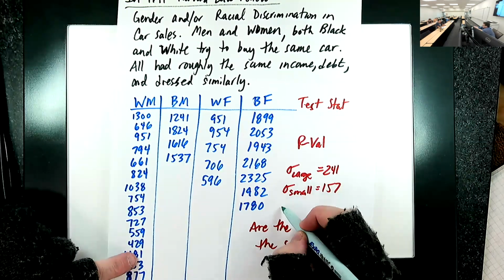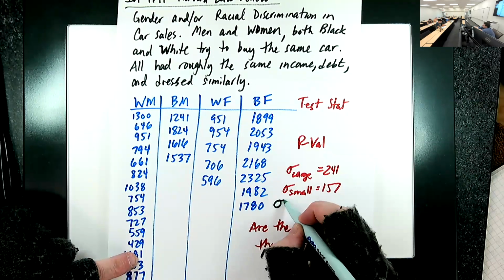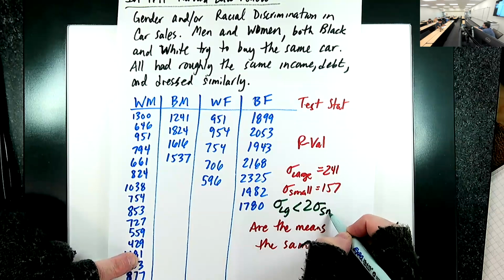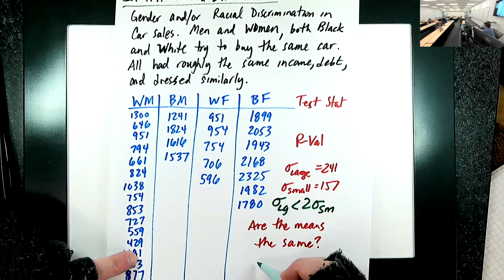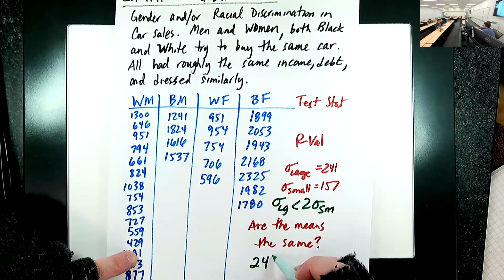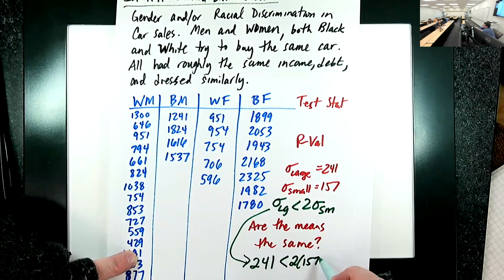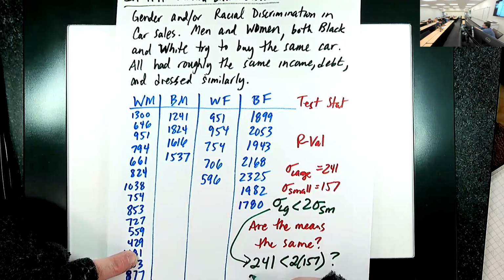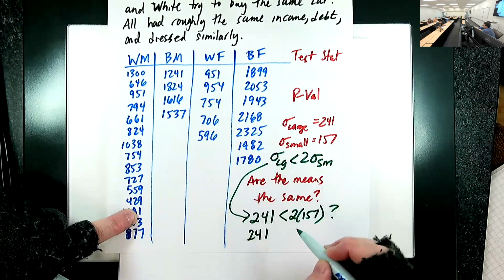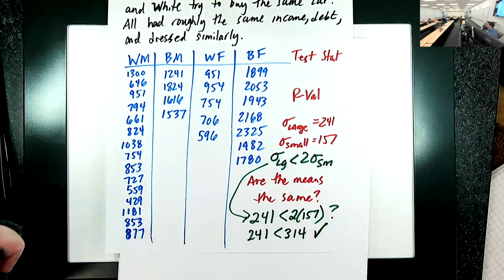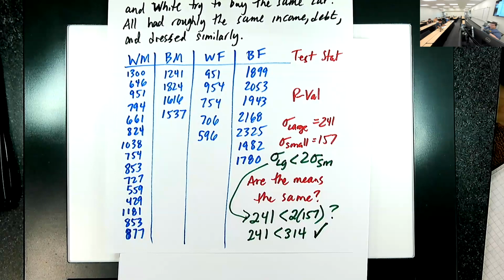So is the large, sigma large, less than 2 times the small? We're checking to see if 241 is less than 2 times 157. 241 is less than 314, so yes, we meet that criteria. For everything on the final, you're going to assume all requirements are met.